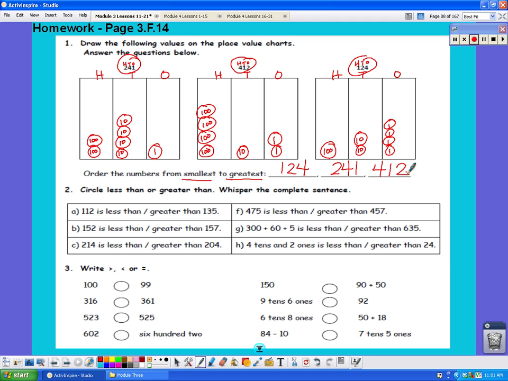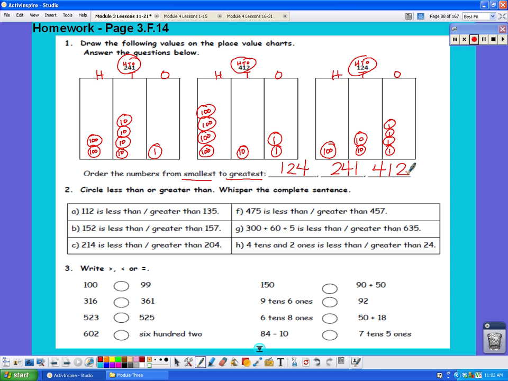Let's go ahead and look at the bottom of the page. Number 3, write greater than, less than, or equal to. We're going to write that in those little circles between the two numbers. Some are going to require us to do a little more work, and some of them are just going to be shown to us using the digits. So I see 100, a circle, and 99.